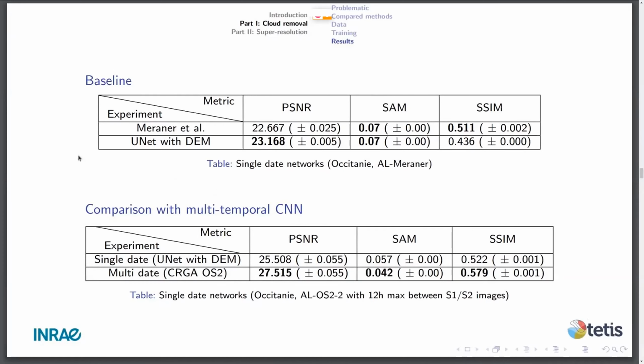We also made a quick modification of the original network that we found in the paper. We just added some source, a digital elevation model, and we saw that we improved a bit the peak signal to noise ratio.